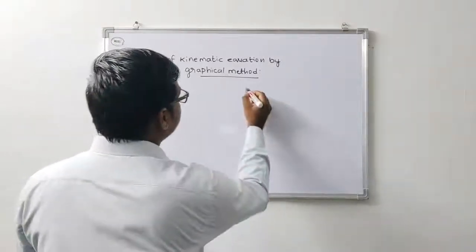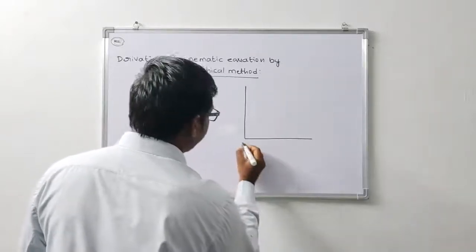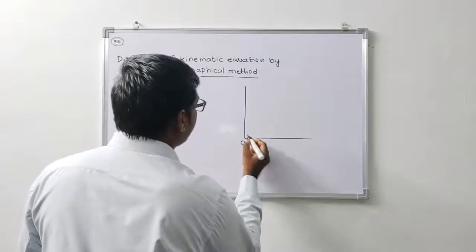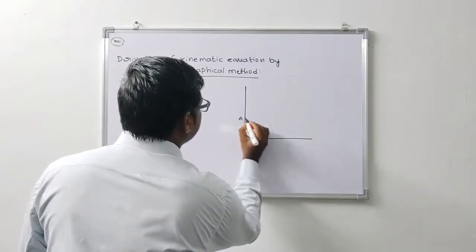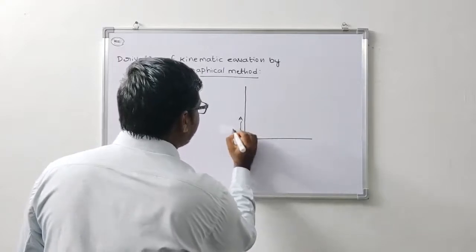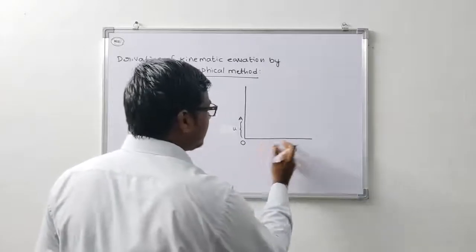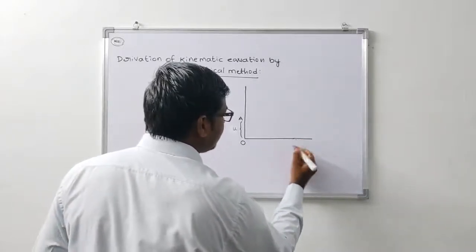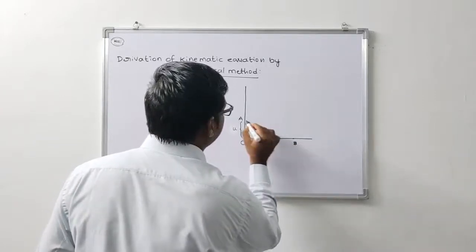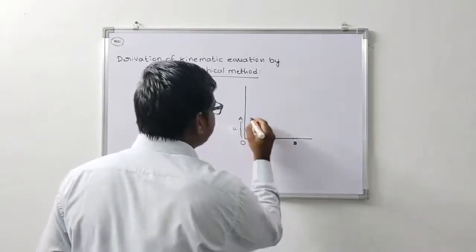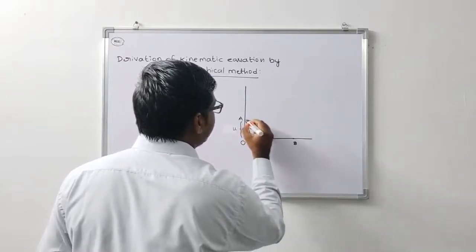So let us take the time t is equal to 0. The body moves with uniform initial velocity u. After time t is equal to t seconds, it has final velocity v, and in time t it covers a distance s.